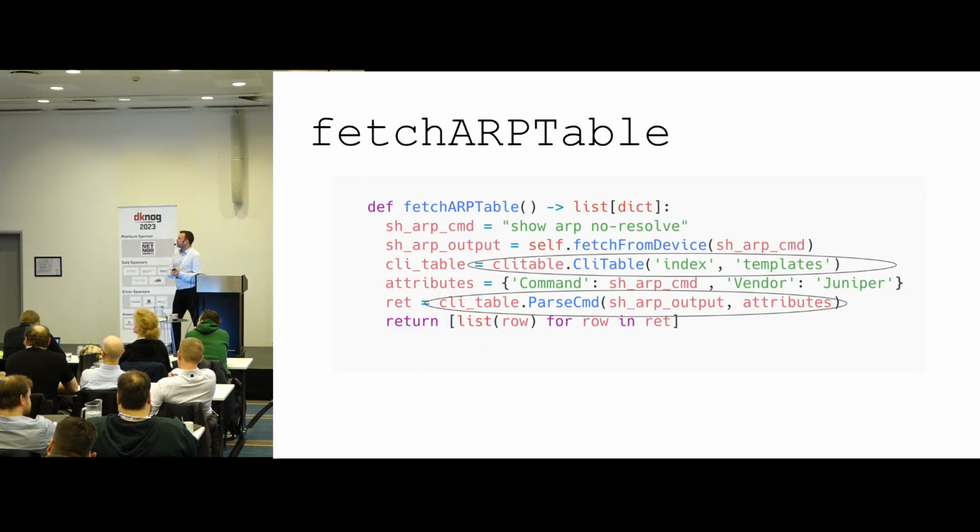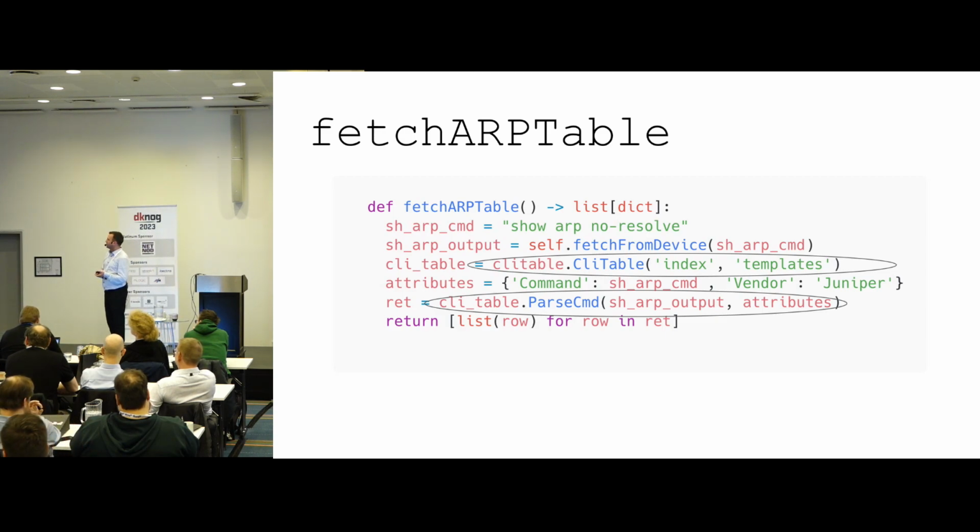fetchARPTable. Like I was saying, TextFSM is pretty cool where it'll auto map the command you've run to a template directory. You can see the call there with CLI table, and it's imported from TextFSM itself. And then you just say, there's my output, there's the attributes of what I've run, basically, and off you go. It will return an iterable, and that has to be iterated on to create something a bit more structured for you.